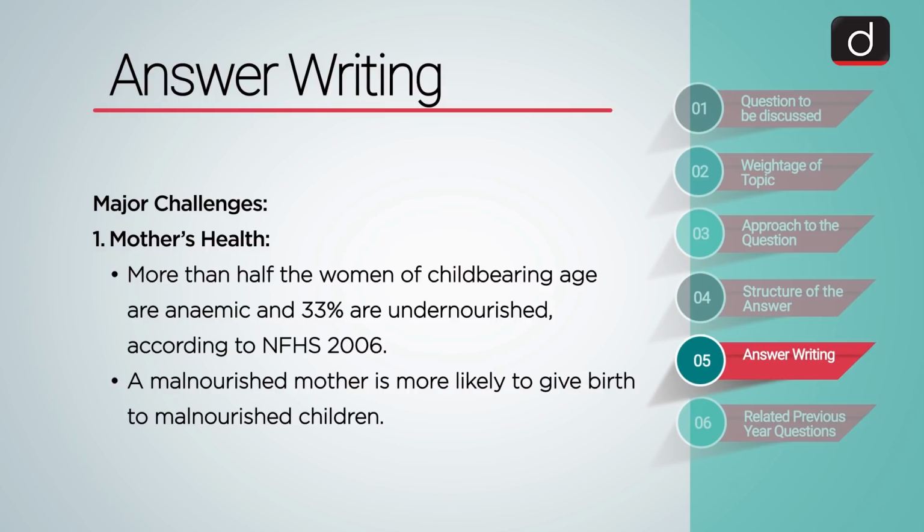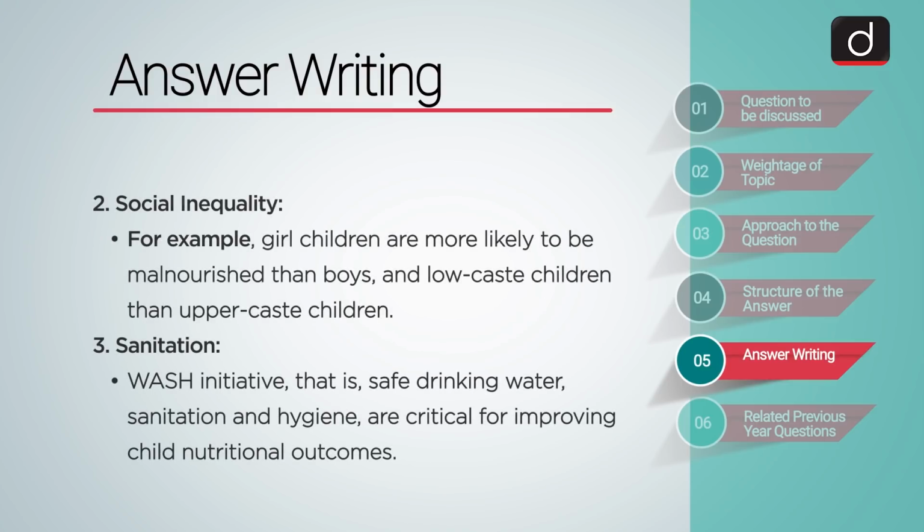More than half the women of childbearing age are anemic and 33% are undernourished according to NFHS 2006. A malnourished mother is more likely to give birth to malnourished children. Mother's education, particularly higher education, has the strongest inverse association with undernutrition. Women's education has a multiplier effect not only on household food security but also on the child's feeding practice and the sanitation facility.